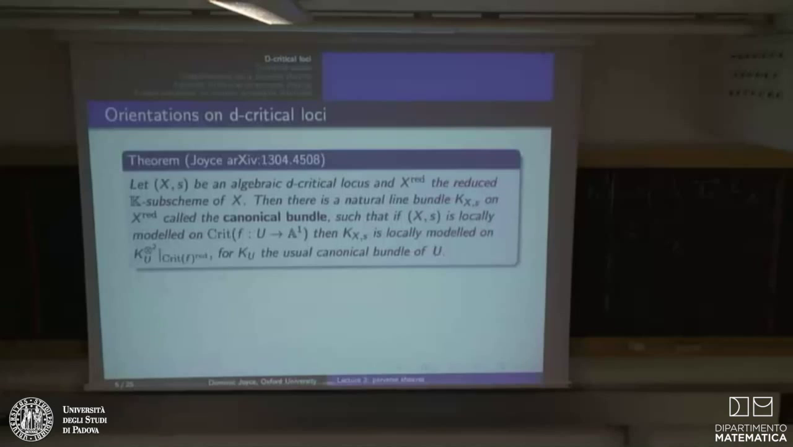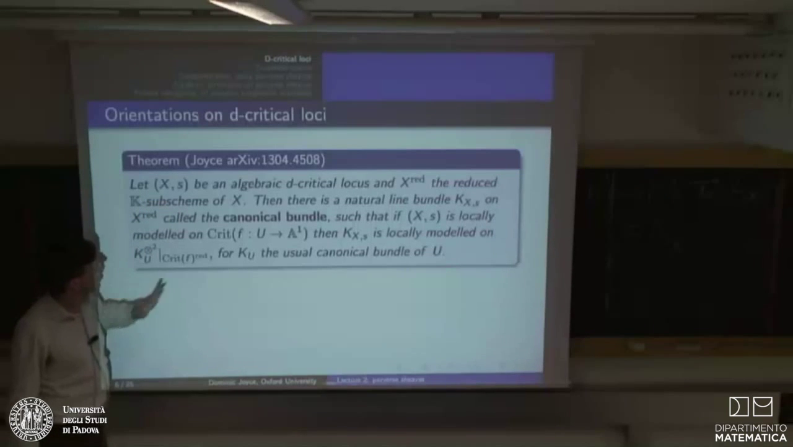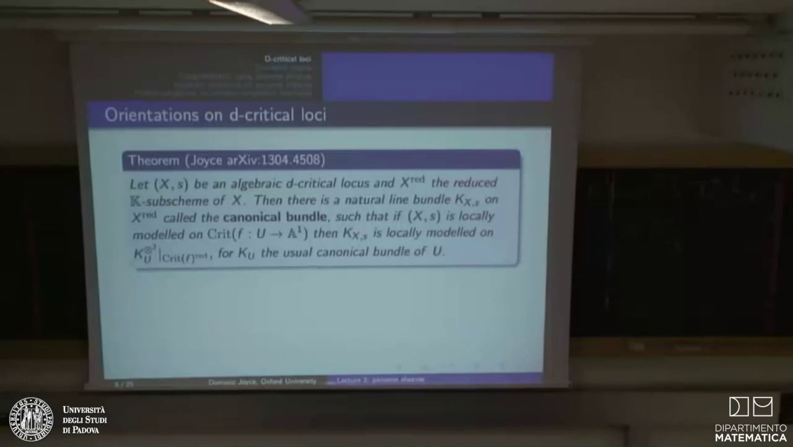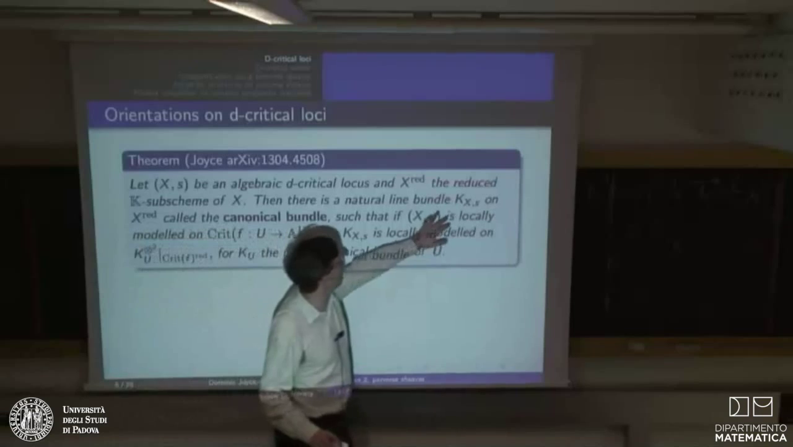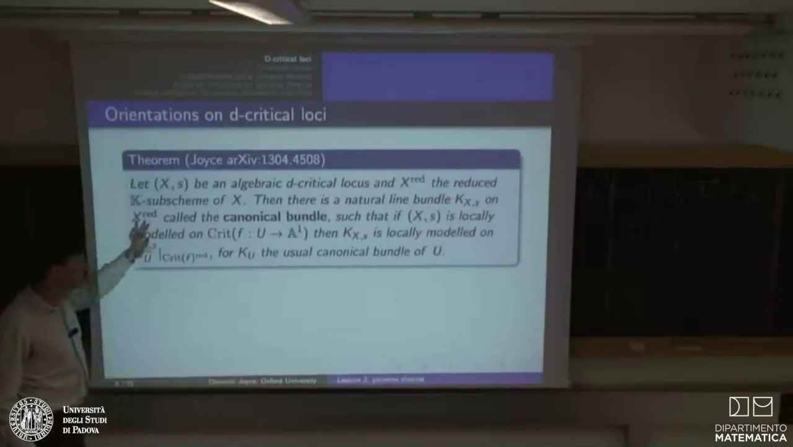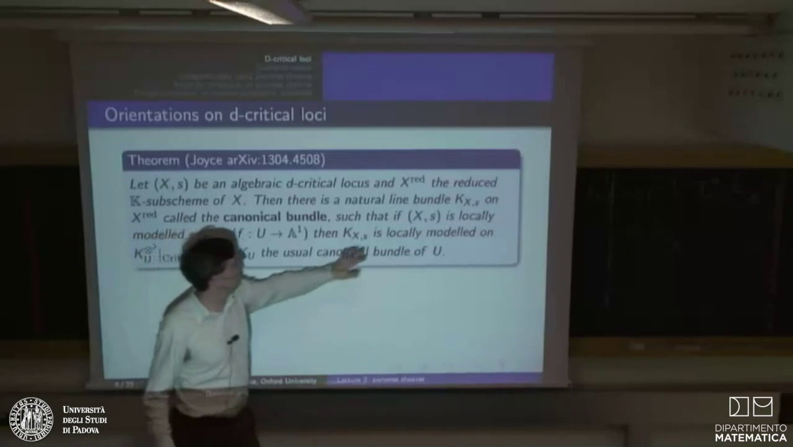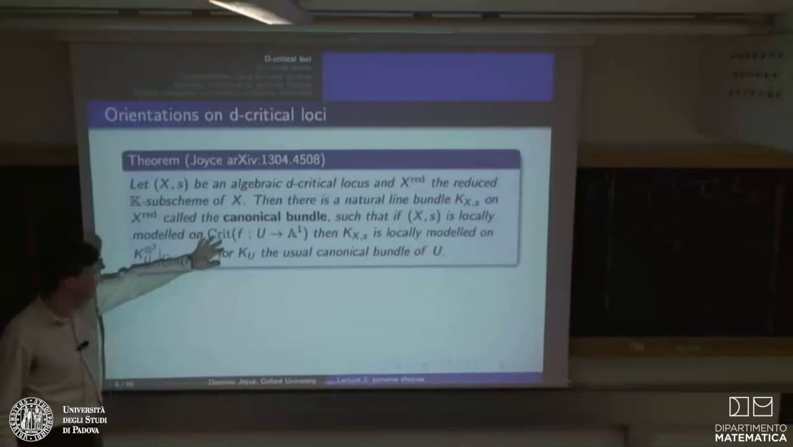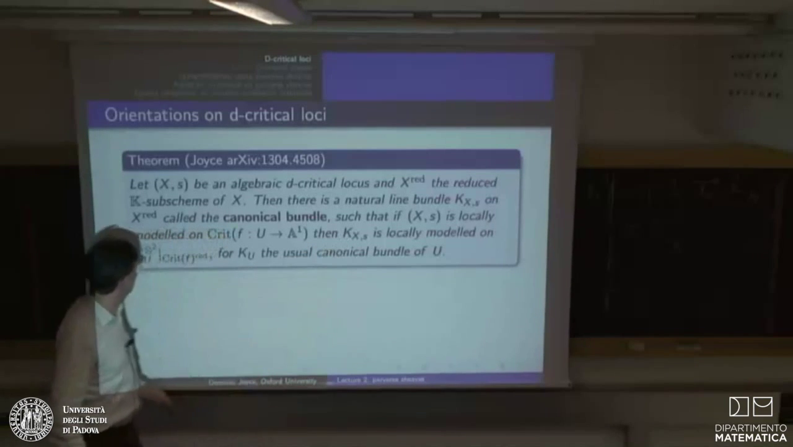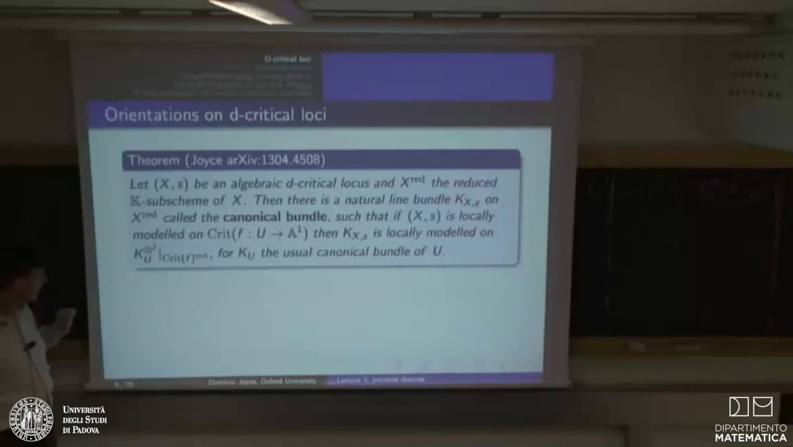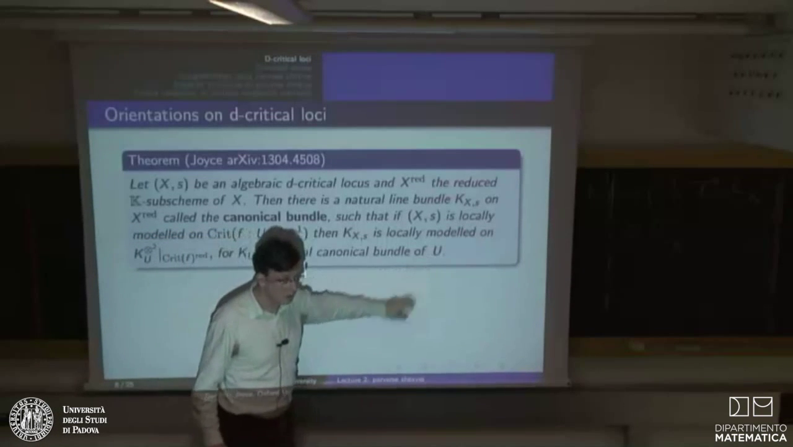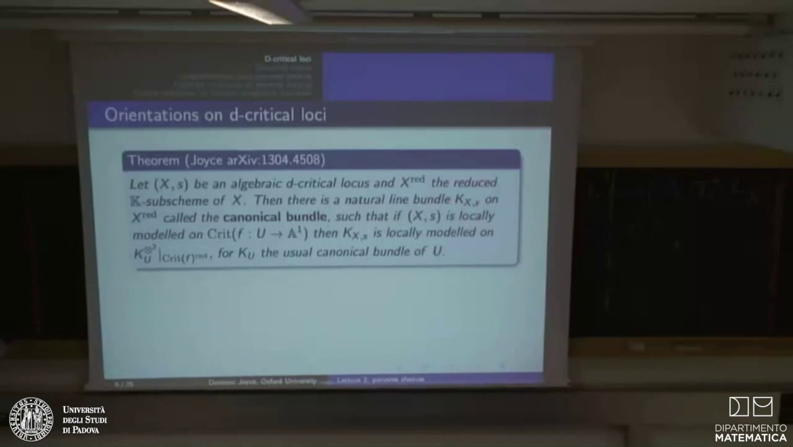Next, let's talk about something we call orientations. So let (X, s) be a d-critical locus and X_red the reduced subscheme of X. It turns out there's a natural line bundle K_{X,s} on the reduced subscheme, which we call the canonical bundle, such that if you write (X, s) locally as a critical locus of f on U, then the canonical bundle is locally modeled on the square of the canonical bundle of U restricted to the reduced critical locus, where K_U is the usual canonical bundle of the complex manifold or smooth scheme U. You may be confused by this square, but that's kind of the point. It turns out that the squares of these things glue naturally.